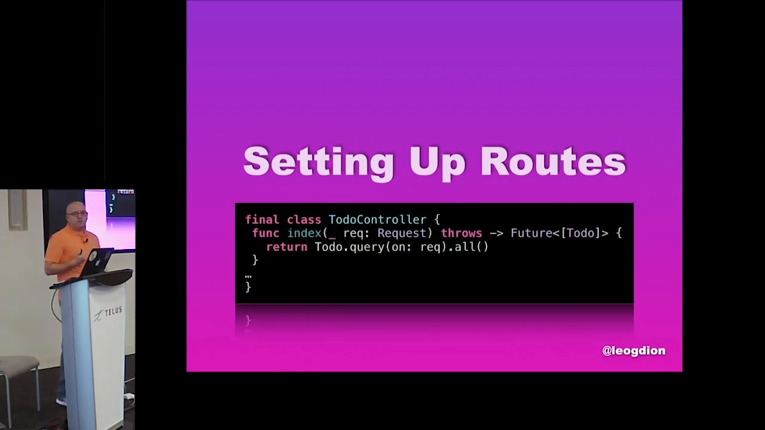So here's an example of a method within the to-do controller. So here we have the list method for to-dos. This will list out the to-dos. And all we have to do is we grab the model, in this case to-do, and we query to-do. We have to pass in what's called an event loop. In this case, the request is our event loop. It's kind of like a thread, but a little bit more abstract than that. And then we return all the items.